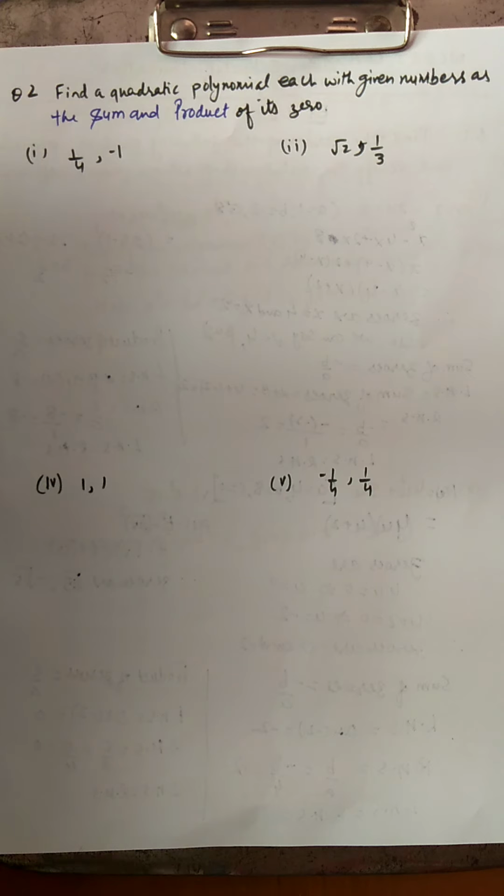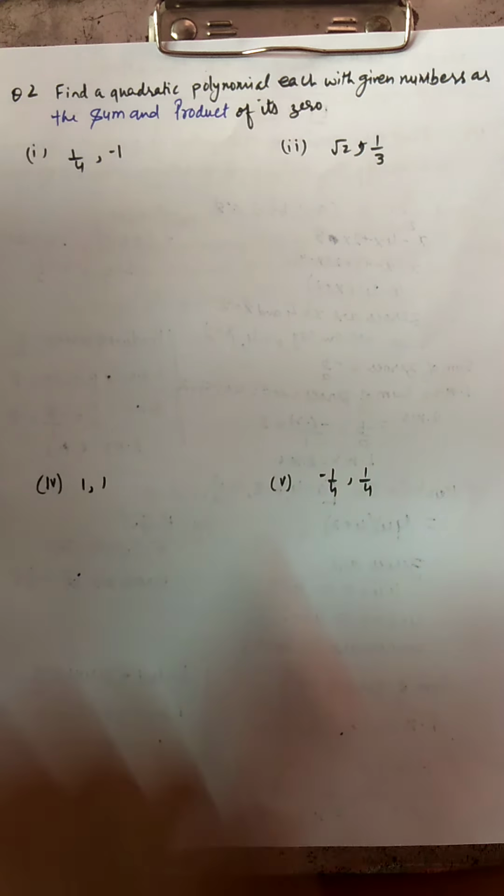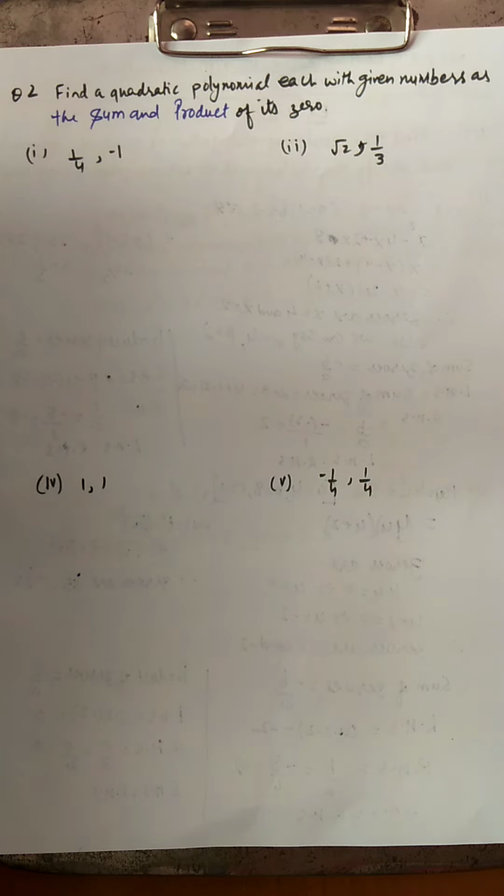Now come to question number 2, exercise 2.3. The question is: find a quadratic polynomial in each with the given numbers as the sum and product of its zeros. See here I have used another color pen to highlight that the first number, here in the first part, is 1 by 4.